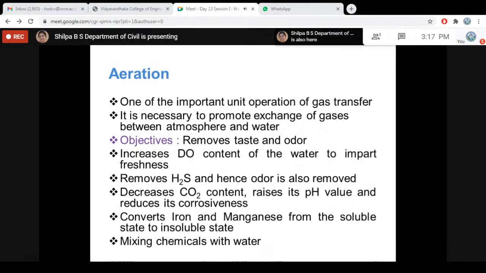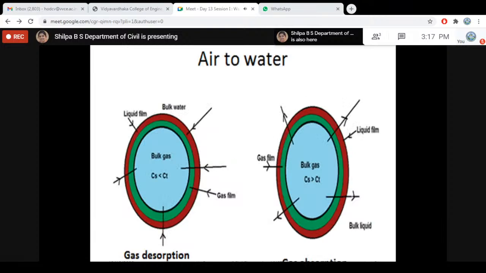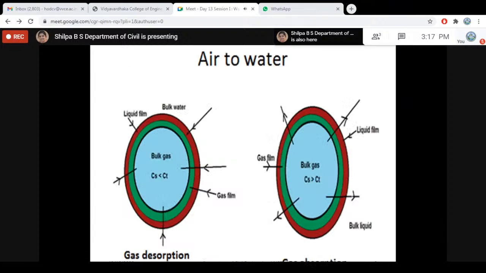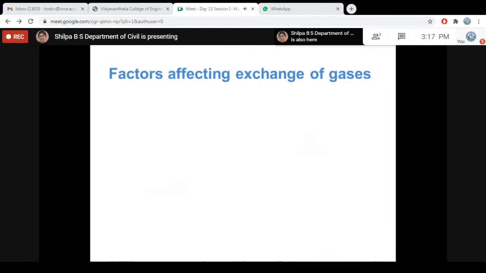So we were discussing aeration. The objectives of aeration are to remove taste and odor, increase the DO, remove hydrogen sulfide and odor, remove carbon dioxide, convert iron and manganese from soluble to insoluble state, and also mix chemicals with the water. And we have discussed how, depending on the saturation value, gas desorption and gas absorption take place, obeying Henry's law.